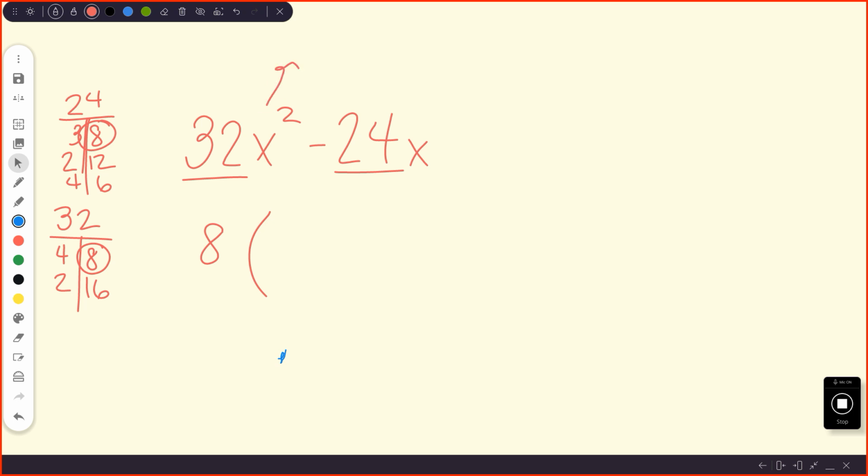So what would the expanded form of x squared look like? x times x. What would the expanded form of x look like? How many x's can I factor out of both terms? 1. They both have 1, right? Okay, so that means I can factor out an 8x of that one, and I can factor out an 8x of that one. They both have an x that I can divide out.